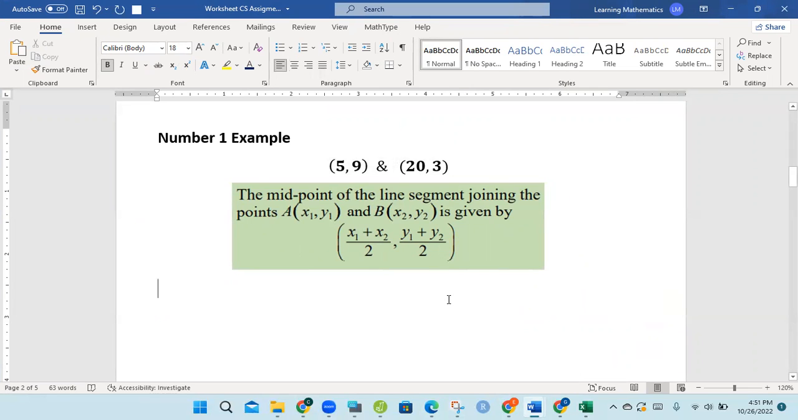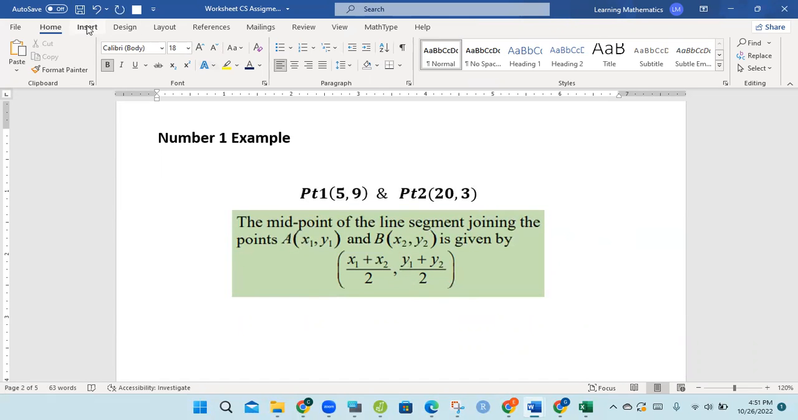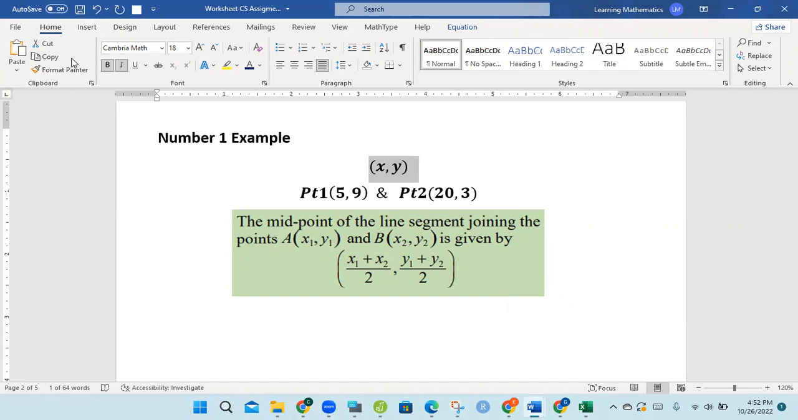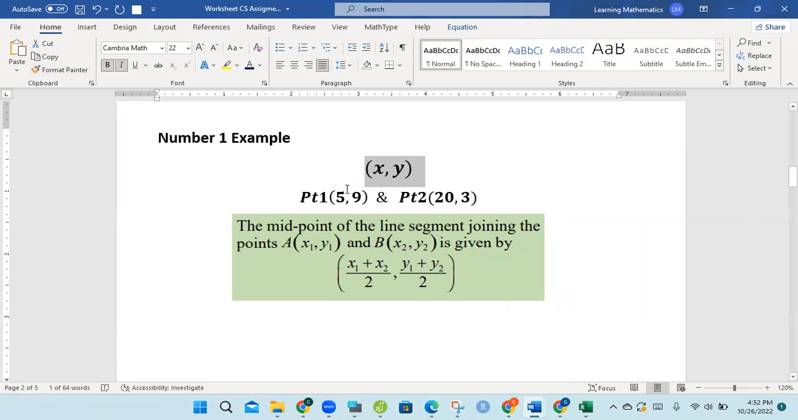We can call this point number 1, P1, and we can call this one point 2, P2. Just to remind us, the coordinates of a point are labeled such that x comes first and y comes second: x, comma, y. So the first number you see in a point is the x coordinate. So 5 is an x coordinate, 20 is an x coordinate. And the second number is the y coordinate: 9 is a y coordinate, and 3 is a y coordinate.